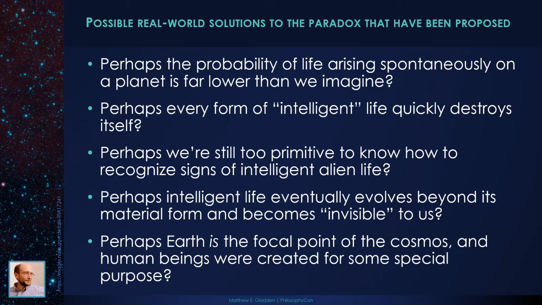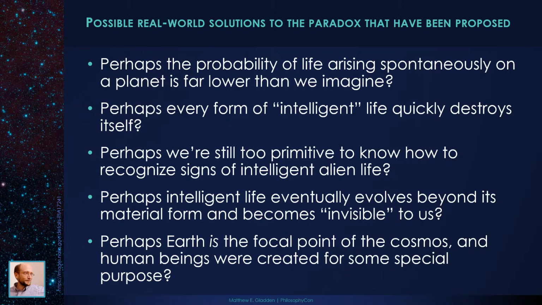Some argue that we've simply calculated the probabilities incorrectly. Others argue that every intelligent species will necessarily develop the means of its own destruction and then obliterate itself. Others argue that we're looking for the wrong kinds of signals. We shouldn't expect advanced aliens to use radio waves for communication just because we use radio waves.